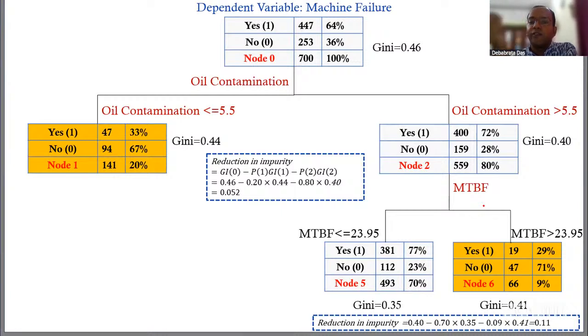So how do we find that variable and that cutoff? By doing the iterative method. I have to bring each and every variable, check all the values, and find the reduction in impurity. If I do the process for each variable and each cutoff value, I'll be able to find this value, 23.95. So I hope this is clear. If you have any doubt, please let me know in the chat box.